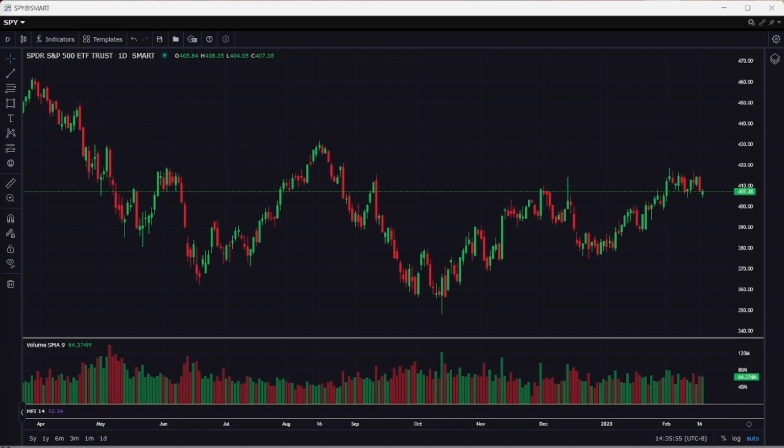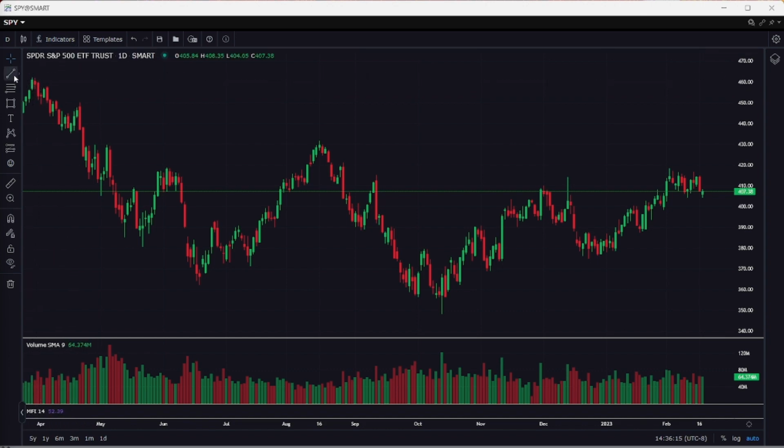The first one I want to kind of show you is trend. It's very important with supply and demand. Without being able to identify trends, you won't be able to identify proper supply and demand zones. So the first index we're going to look at is SPY. I trade SPY a lot.